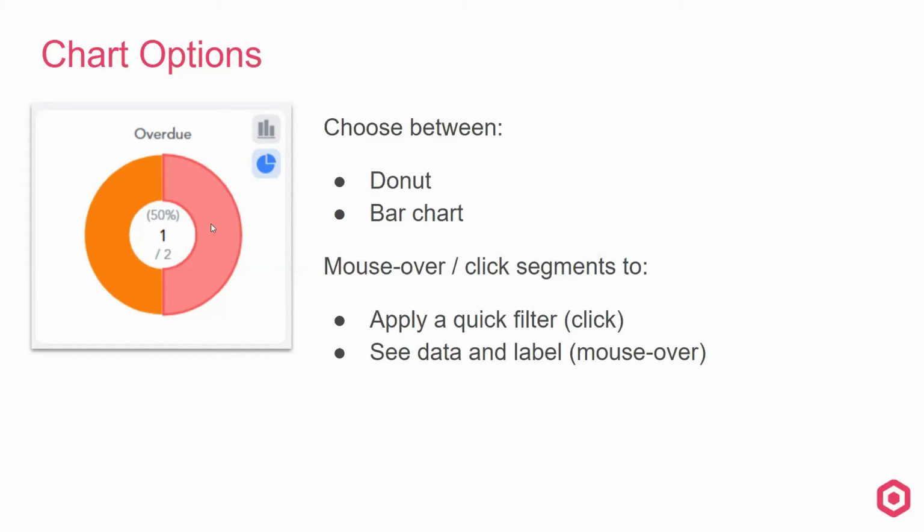If you were to click on it, it would actually apply that as an extra filter, an extra criteria. So it's very quickly possible to filter your results down more. And if you click it again, that filter will be undone, it will be removed.